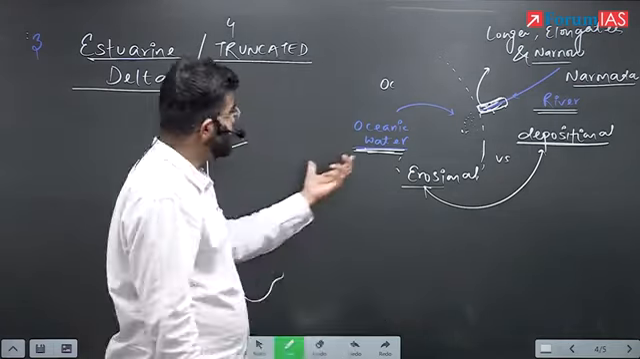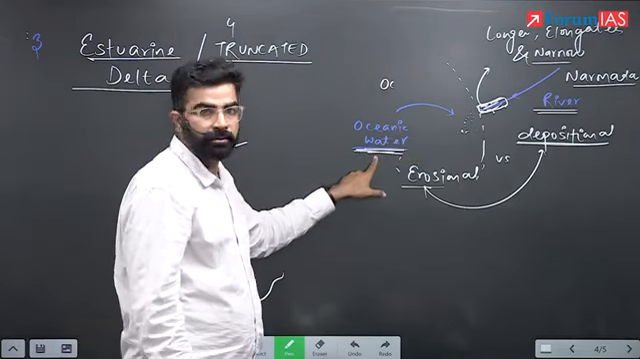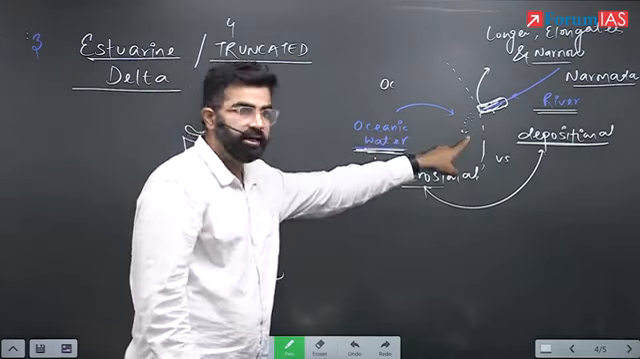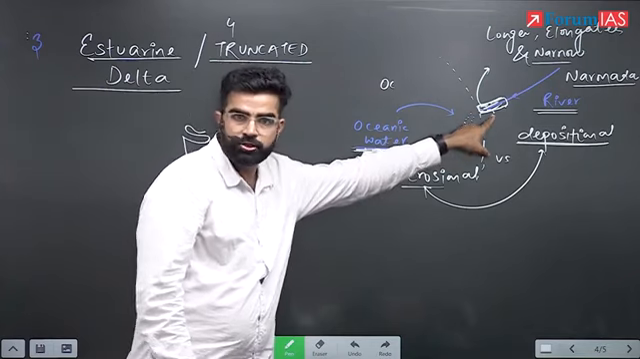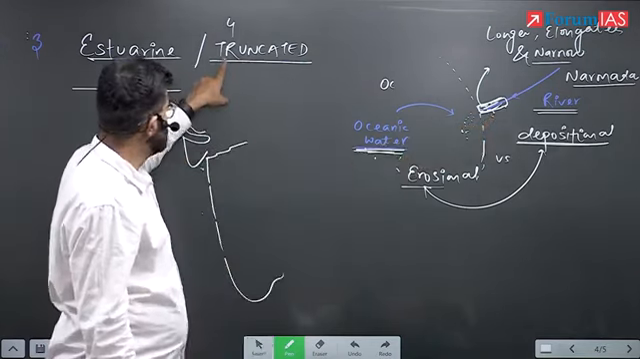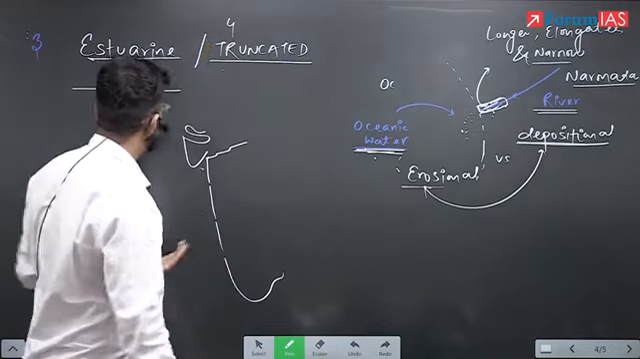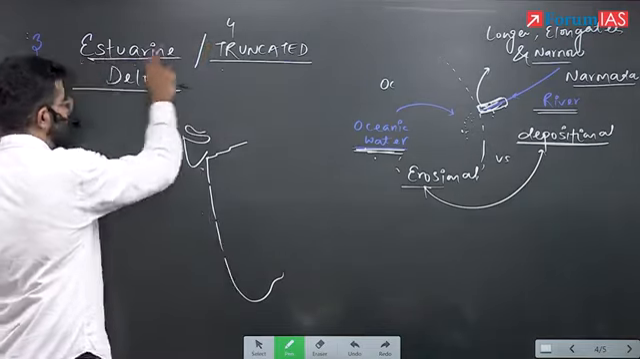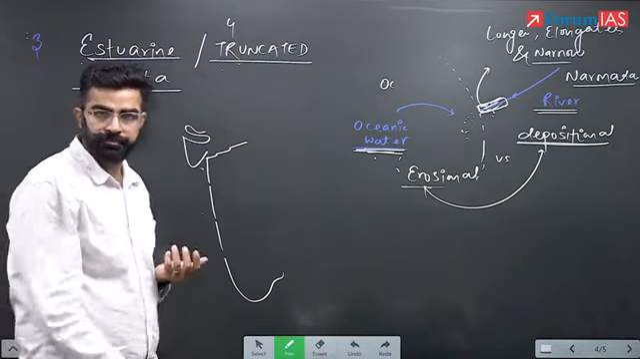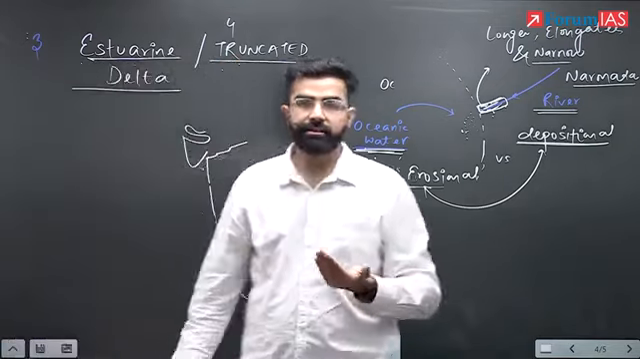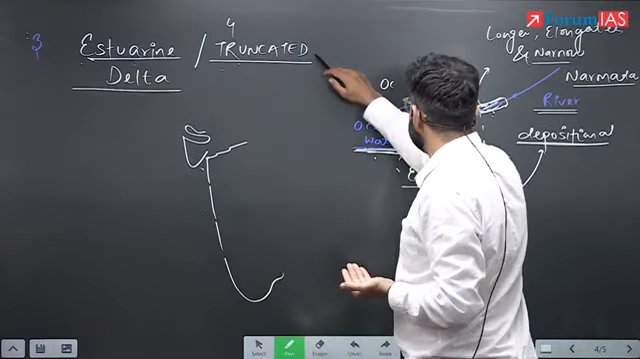Now you can see clearly here what the oceanic water is doing. It is continuously dissecting and eroding this delta. Yes or no? Yes. And therefore I said the estuarine delta and the truncated delta are more or less the same. However, you can write this as a third example. This is the fourth example. Okay? The fourth type, and the various examples of such type of deltas.